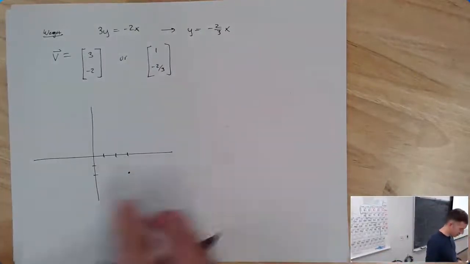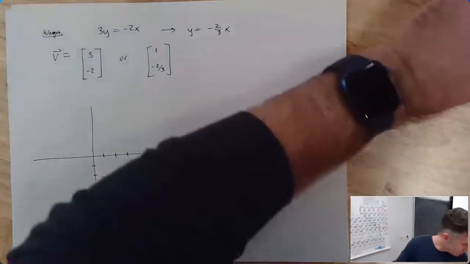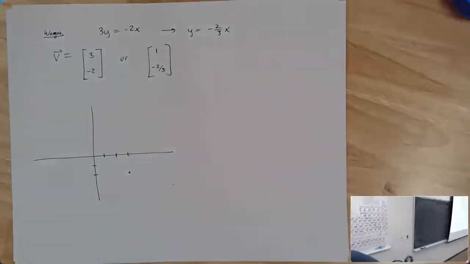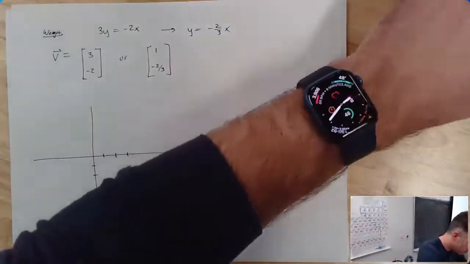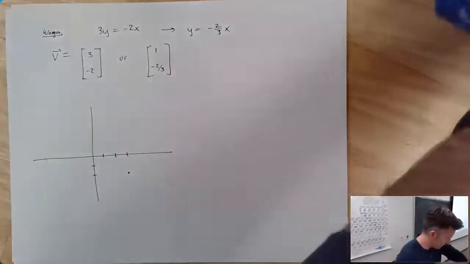So the line that goes through, where'd my ruler go? I think I hid it in my bag somewhere. I totally did. That's disappointing. Anyway, it's not that important. I thought it was. Oh, there it is. It's hiding from me in plain sight.